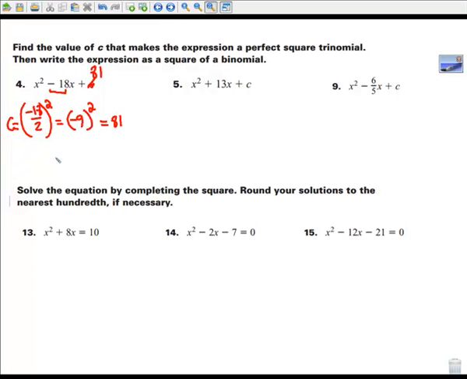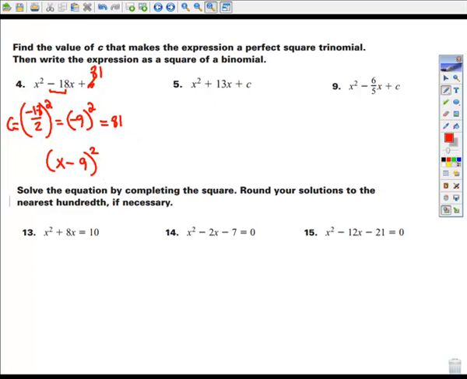And then if I write that as the square of a binomial, the square root of x squared is x, minus the square root of 81 is 9, squared. That's what would happen if we were to factor that. So that is the square of the binomial. Notice this value right here is what actually goes right in here.